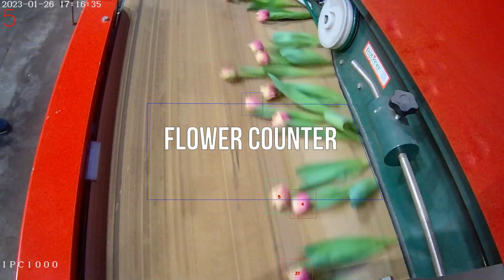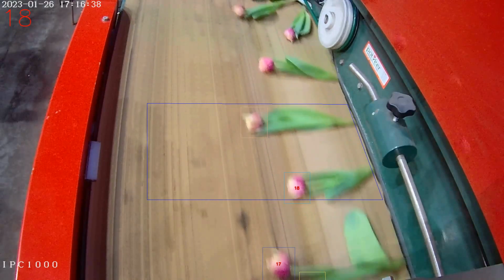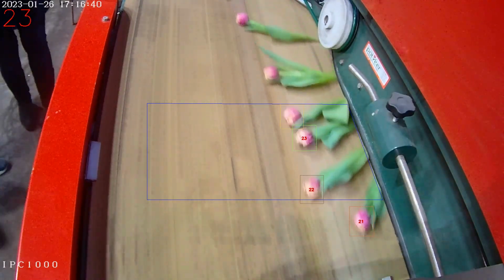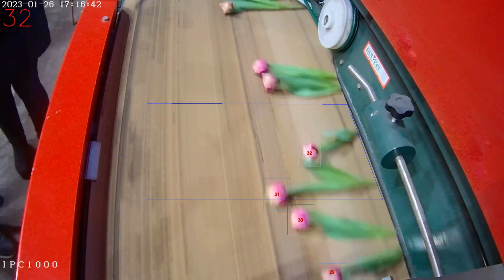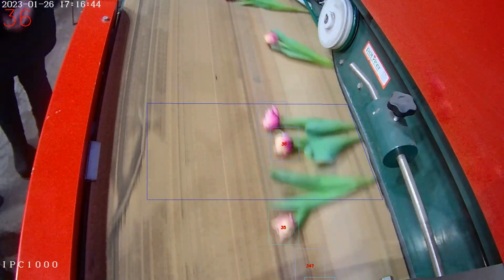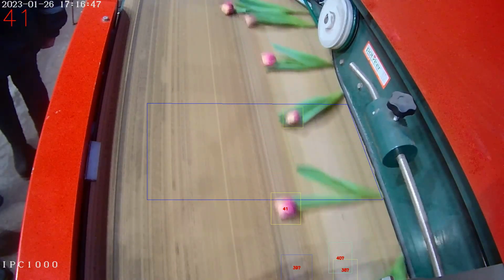Flowers move on the conveyor belt in random order. They can go one at a time or several at once. They may even pile up and intermingle with each other. Because of this, it may seem that it is unrealistic to count tulips with a video camera. However, that is not the case.